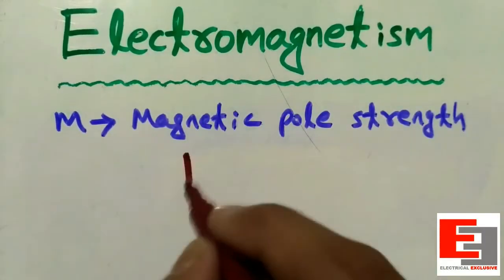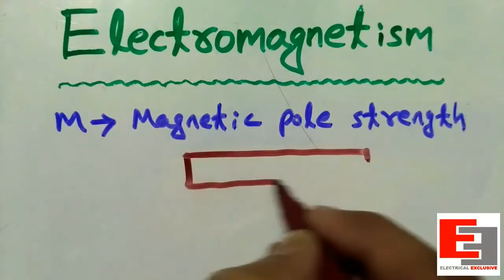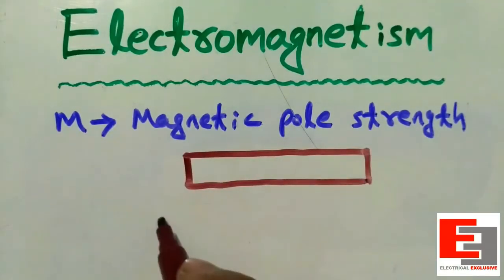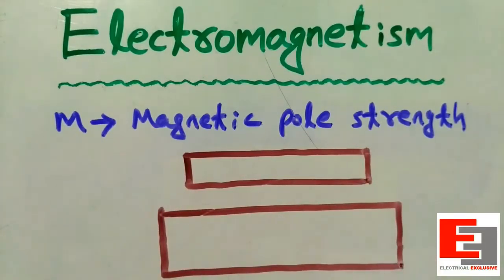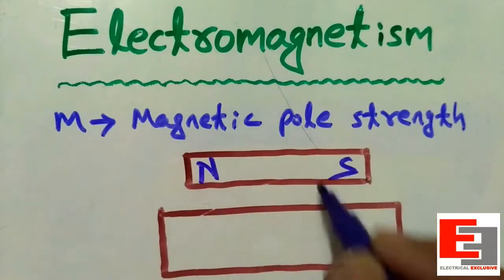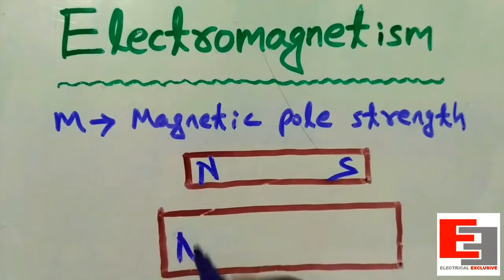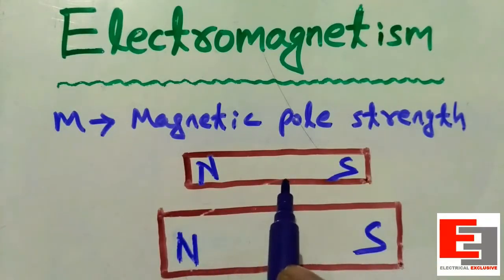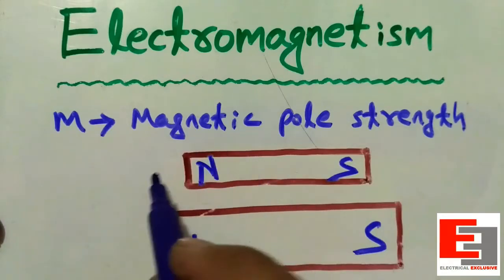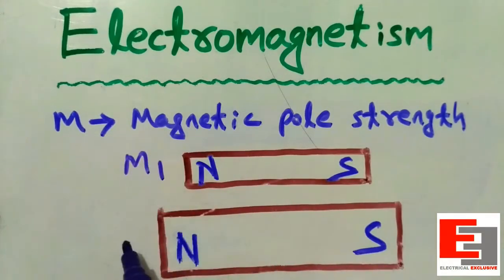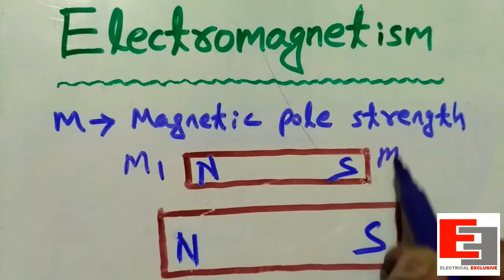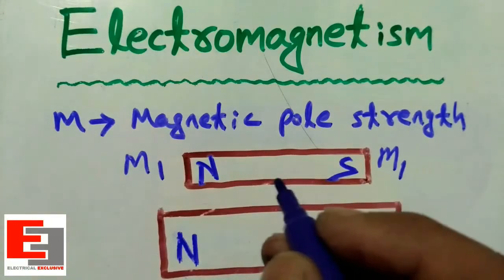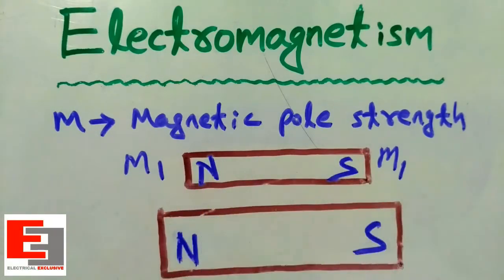Let's take two magnets, two bar magnets actually. This is a bar magnet and this is another bar magnet. This is North Pole, this is South Pole. Likewise, this is the North Pole and this is the South Pole. Now come to the first magnet. Suppose the pole strength at North Pole is M1. Then no doubt the pole strength at the South Pole will be the same, that is M1. Why? Because these are the two poles of a same magnet.